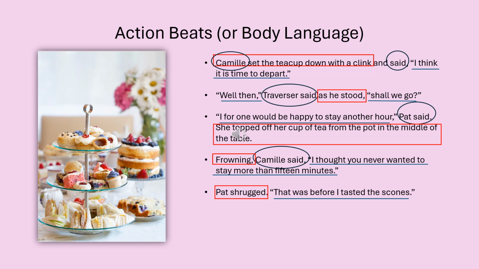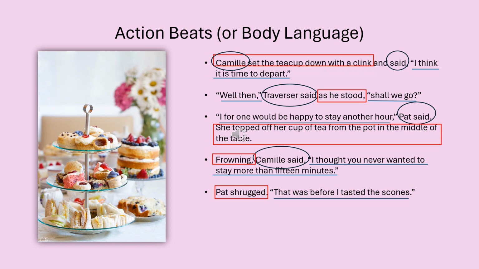And it is telling you here who is going to talk next. And it's just done by context. "Pat shrugged. That was before I tasted the scones." It's all in one paragraph. And so that is suggesting to the reader that whatever comes next is connected to whatever came before. Pat shrugged, and then we have dialogue. It makes sense that the person who did the shrugging is then going to do the talking.